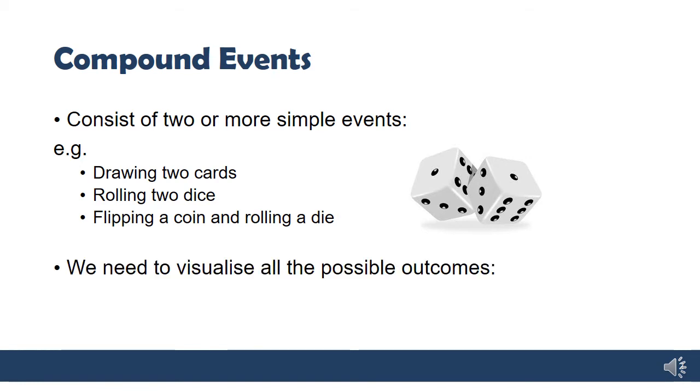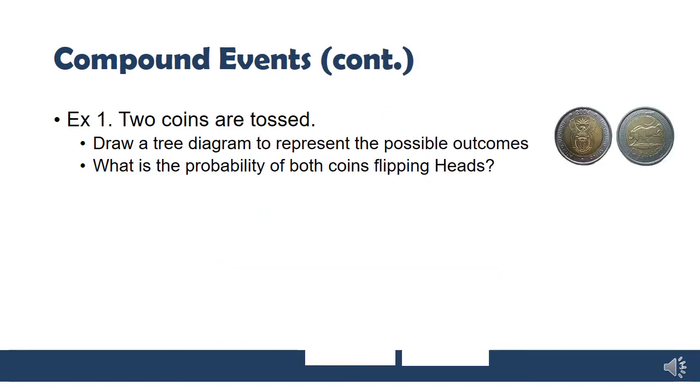So we have two different ways to visualize all the possible outcomes of a compound event. You either have tree diagrams or we have two-way tables. So we're going to go through both of these examples. In our first example, let's look at a very simple one where two coins are tossed. So the first thing we want to do is draw a tree diagram to represent all the possible outcomes.